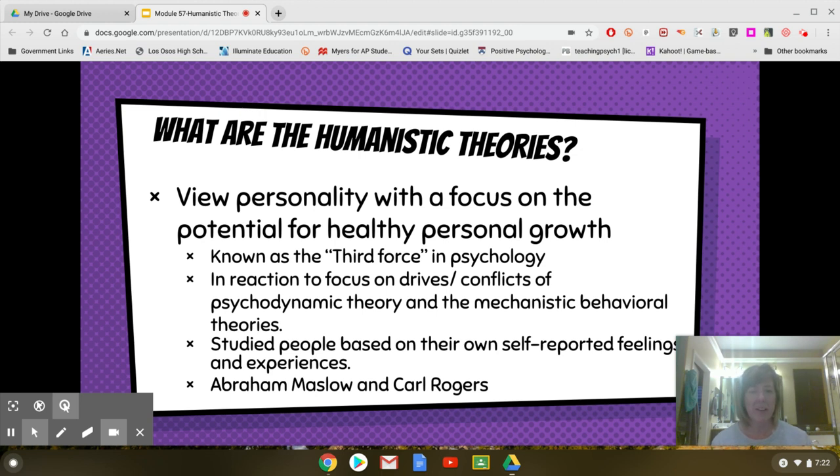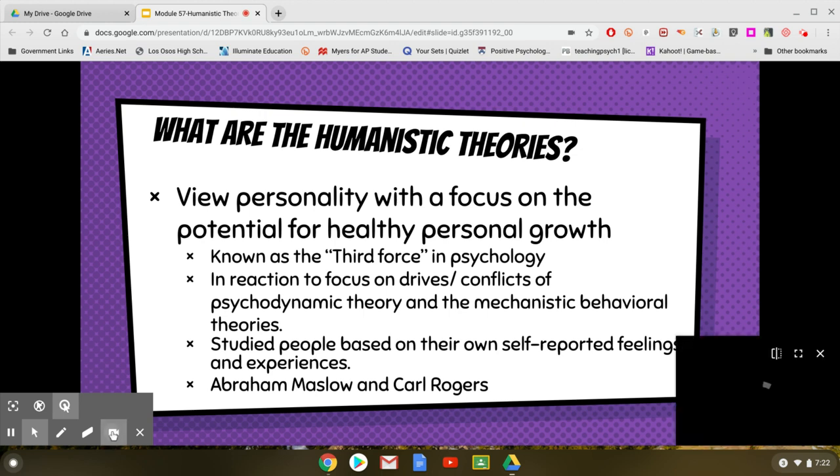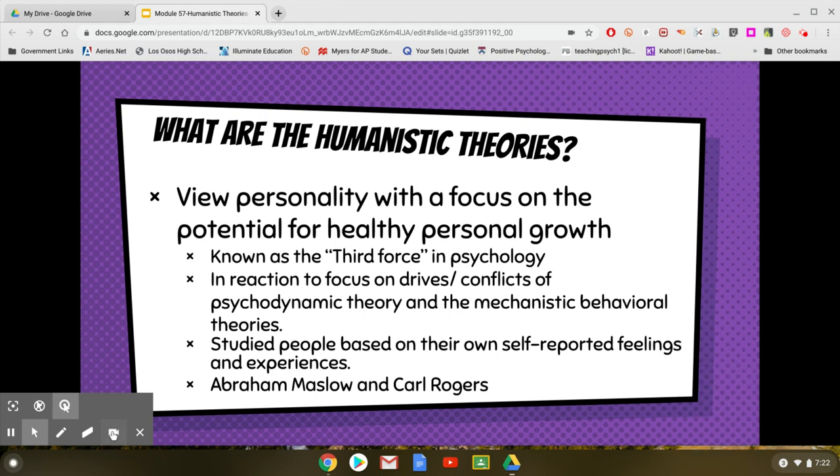So if you remember our hand for our mnemonics for perspectives, humanistic was our ring finger, right? With that ring finger, remember, it's going to be very much based on support and healthy growth, just like hopefully a future partner would be for you. So it's looking at personality as a person having the potential for personal growth.